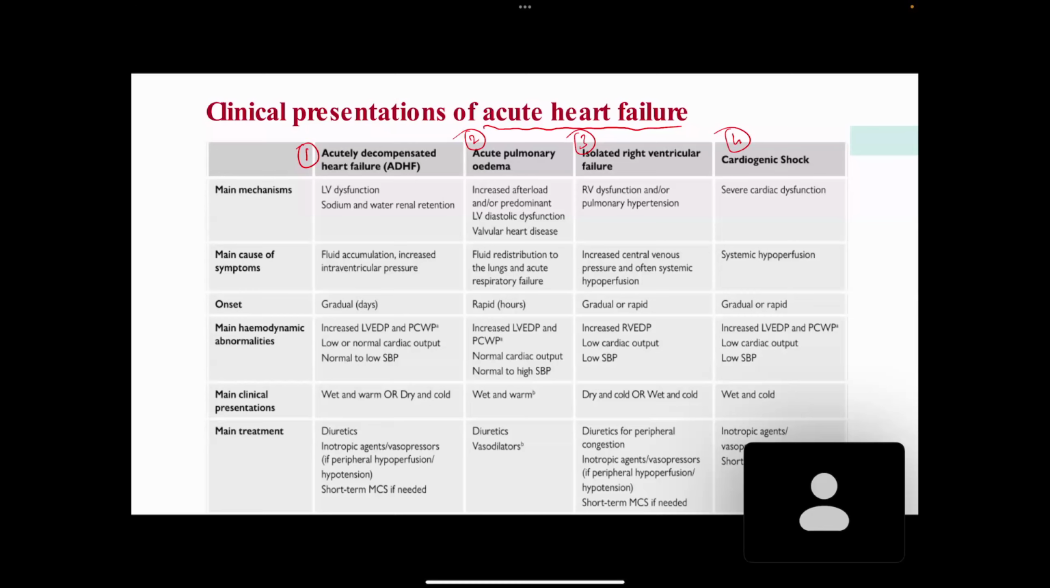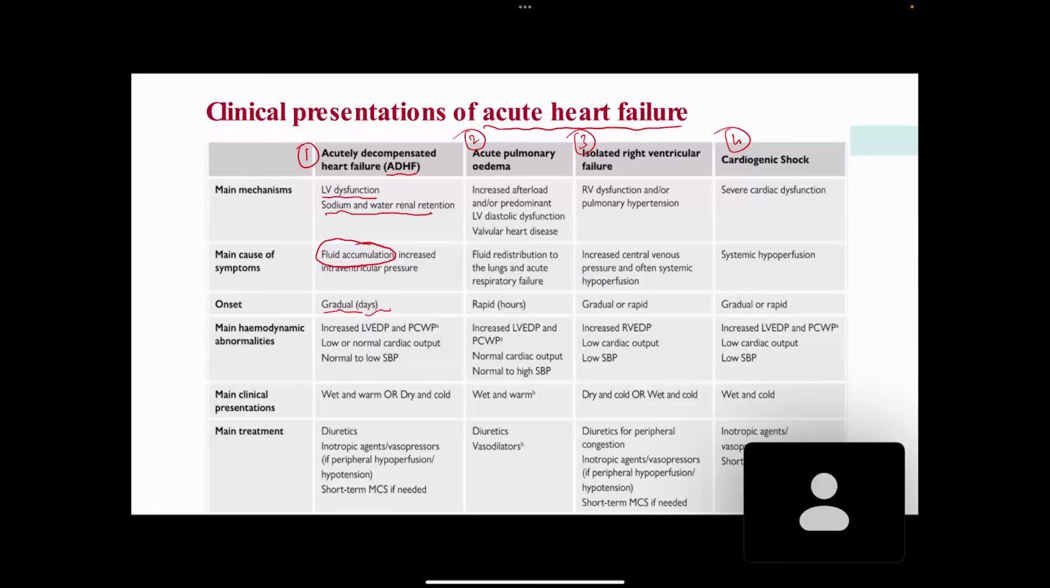So now let us try to understand the differences between each entity because the management is different for each subset of patients. Now let us see the ADHF patients. Now these patients have acute decompensation because of LV dysfunction. The LV, that is the pump, is not working. So he'll have sodium and water retention. Because of this, fluid is accumulated, and this is accumulated in the lung, or it can be accumulated in the periphery. Now, this usually develops over a few days and the patient gradually worsens.